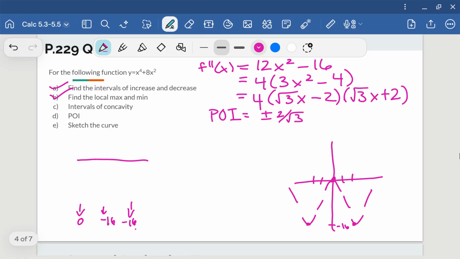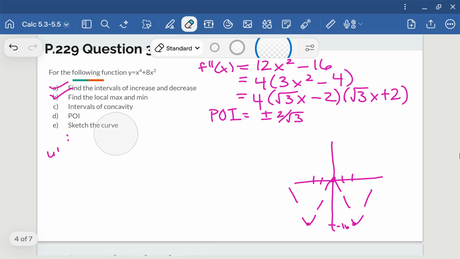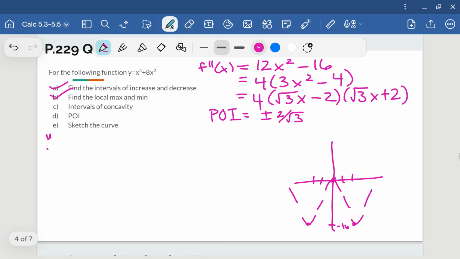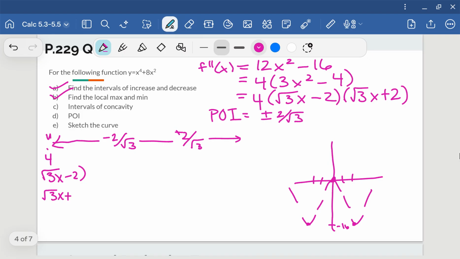Okay, so we've done all of that. Let's see, we can erase over here too, just to get more room. Now what we can do is check with a number line. So we fill in our number line and look at those points, negative 2 over root 3 and positive 2 over root 3, and you fill in your factors. You have your factor of 4, you have your root 3x minus 2, and your root 3x plus 2. And now we want to see what's happening at the second derivative. So 4 is always positive. And these are possible points of inflection.